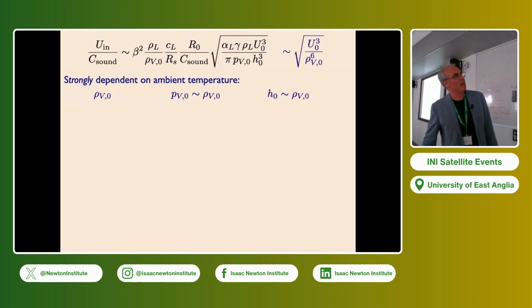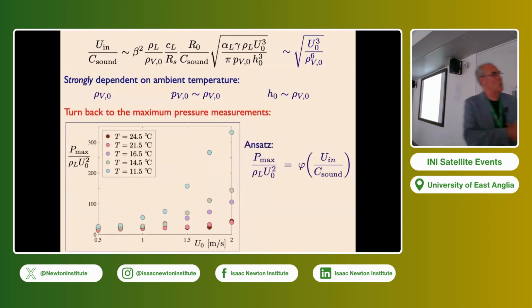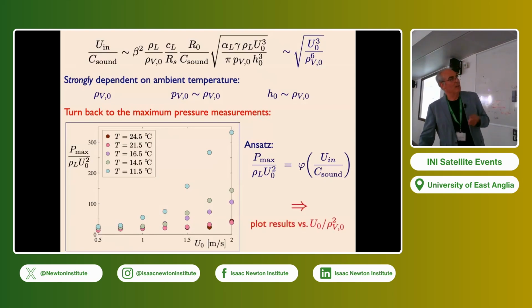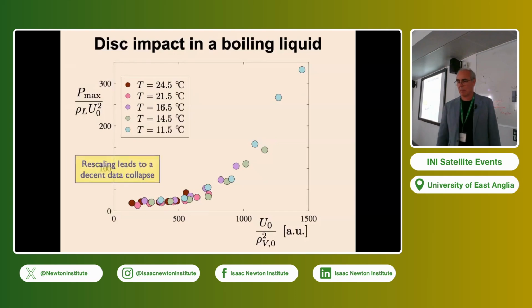And then if we look at what kind of dependence this would lead to, it would lead to something that goes as the square root of U naught cubed over rho to the power 6. No, you have the rho over there, the P over there. So this gives you a power 4 and that an extra 2. So if we then go back to the measurements and use the ansatz that the maximum pressure that we measure is a function only of this U in over the sound speed, then we can plot the results versus U naught cubed over rho to the sixth, or simpler, U naught over rho to the 2. And then if we do that, we see a very nice collapse of the data.